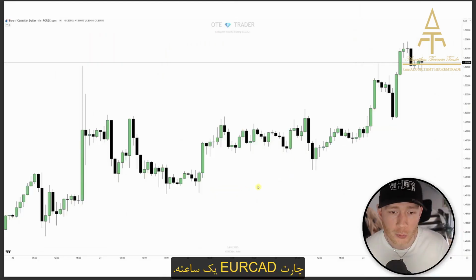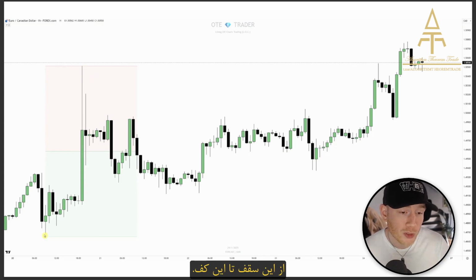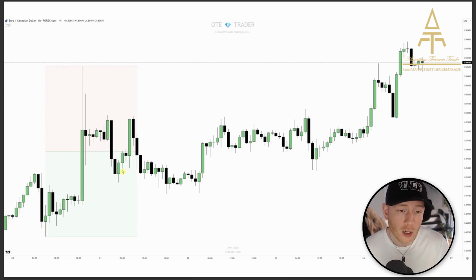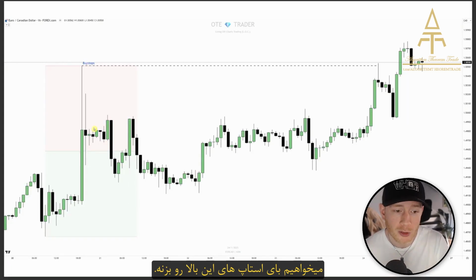So let's break this one down, right? EuroCAD, 1 hour chart. Where is the premium and discount of the range? We've got an entire range over here, right? Obvious high, obvious low. So we have this entire range. Now what we want to do, we want to find a smaller range within the bigger range, right? And this is where we're going to do order pairing. We've got buy stops above over here. So we want to liquidate those highs.